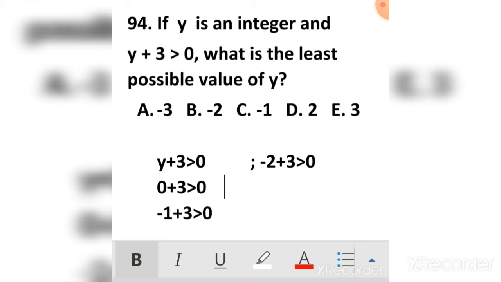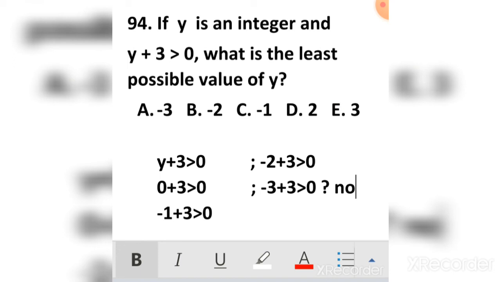Now if y is negative 3, negative 3 plus 3, is it greater than 0? No, since negative 3 plus 3 is 0. So 0 is not greater than 0.